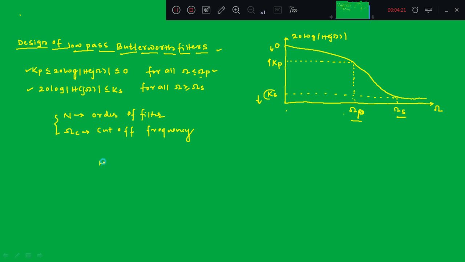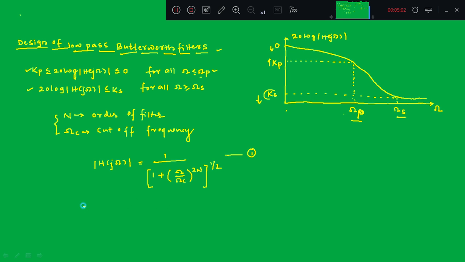That we saw in yesterday's class, that is, the magnitude of H(j omega) is given by 1 divided by (1 plus (omega by omega c) raised to 2n) whole raised to 1 divided by 2, that is nothing but a square root, right? Since we have 20 log of |H(j omega)|, let us take the 20 log on both sides. Let me consider this one as equation number 1.